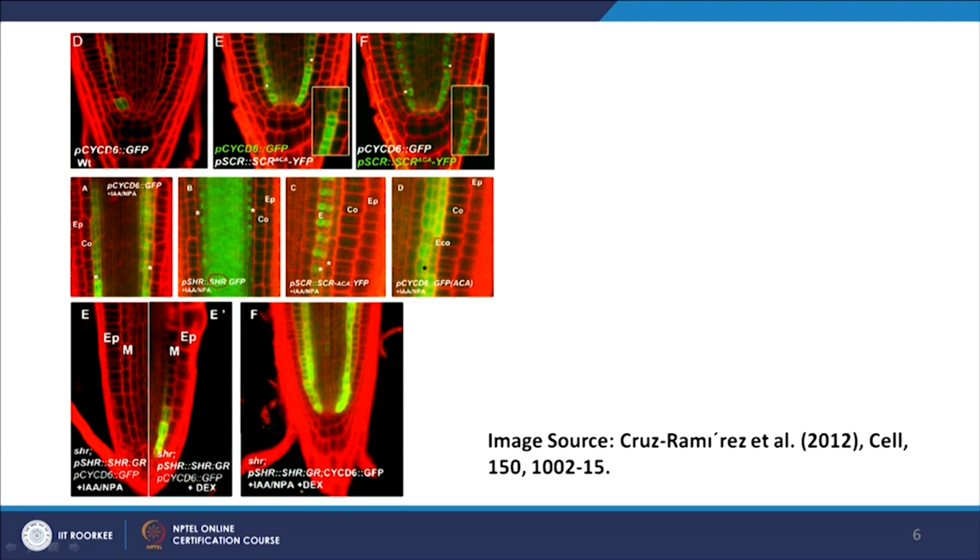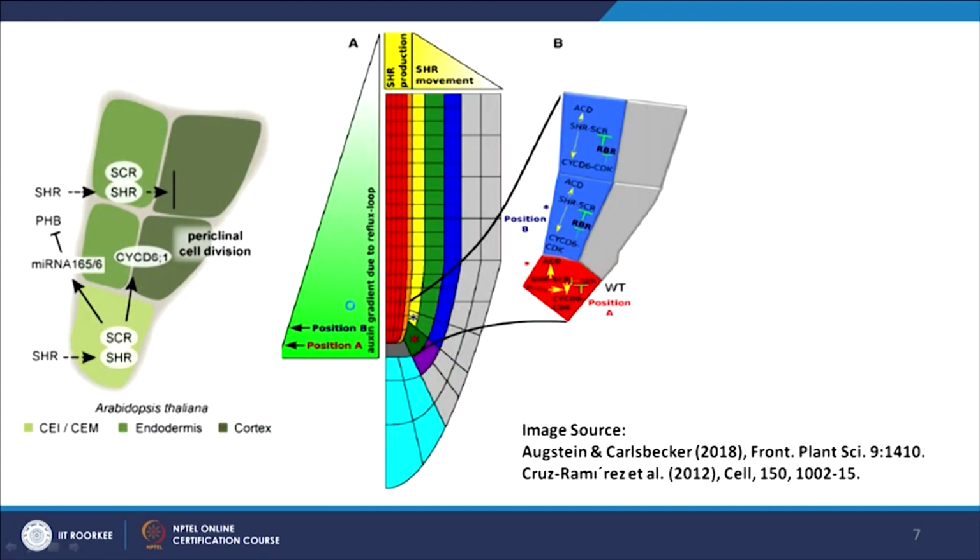And when you treat with dexamethasone plus auxin, you can see that it is mimicking this phenotype where you have extra layers, and extra layers have more or expanded expression of cyclin D. So, all this together suggests that short root and scarecrow are important, and they work to activate auxin dependent activation of cyclin D, and SCR's interaction with RBR, all these regulatory networks, is very important in regulating the asymmetric cell division of CEI and eventually the formation of a layer of endodermis and cortex.